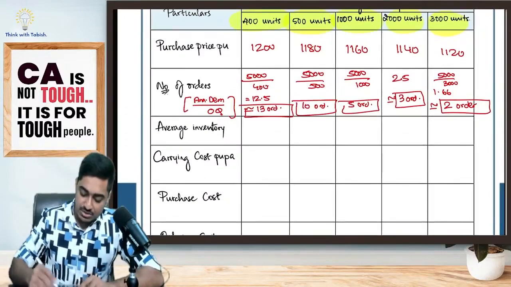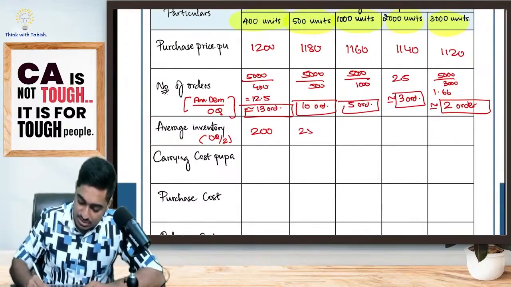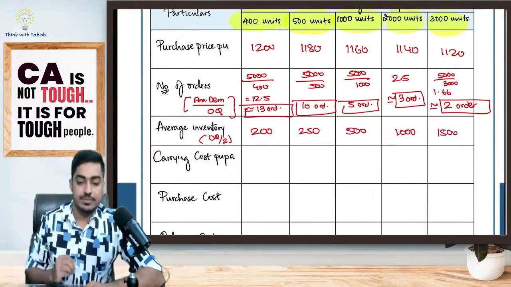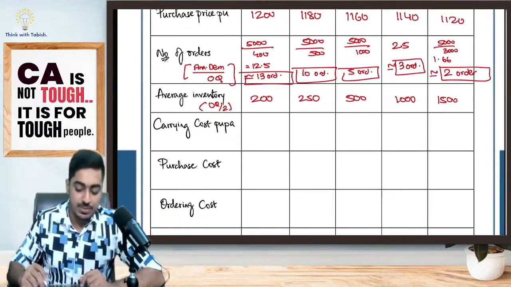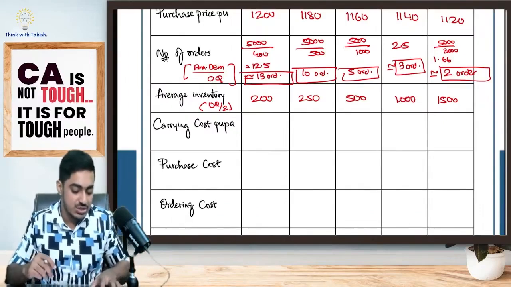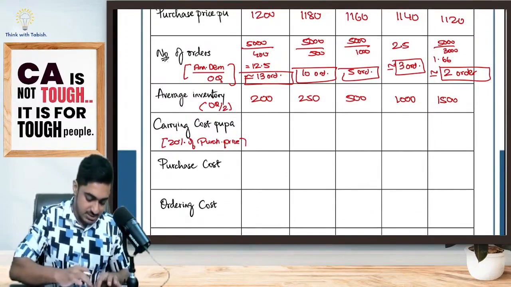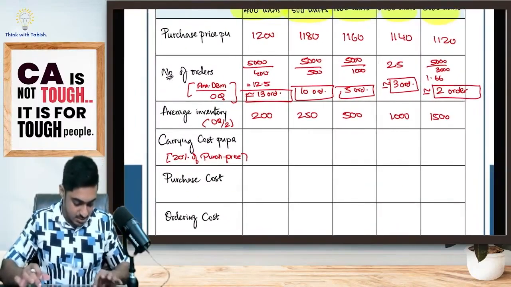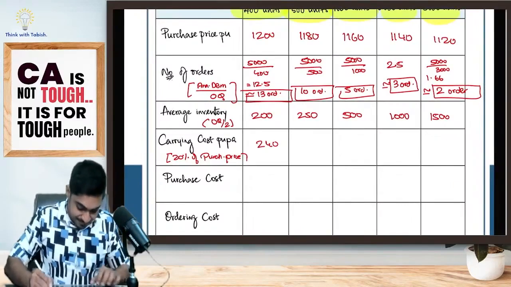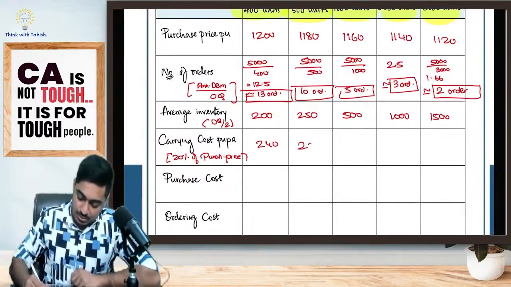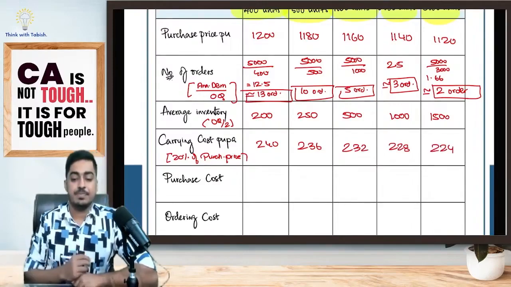Okay. Average inventory also let me calculate. It is ordering quantity divided by 2. If I am buying 400, I'll have 200. This is 250, 500, 1000, 1500. Now carrying cost per unit per annum, it is a percentage. How much percentage is it, students? It is 20% of my purchase price. 20% is 0.2. If my purchase price is 1200, it is 240; 1180 gives 236, then 232, 228, 224. Is this clear, everyone?